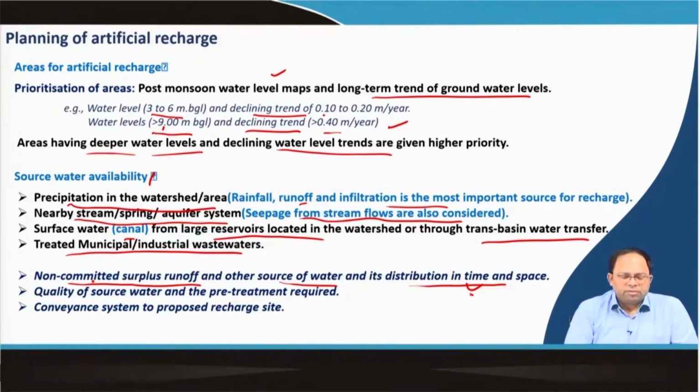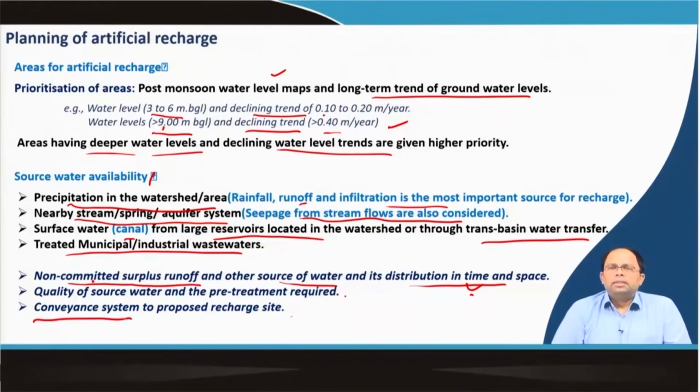And quality of source water and pre-treatment required. So that is also another issue. That means because we cannot just put in any water, we have to do some amount of treatment, or we need to check if the water is of good quality, then only we can allow it for recharge. And finally, conveyance system to the proposed recharge site. So the place where the water is available and the recharge site may be far away. So we need to also design a conveyance system to take this particular water.